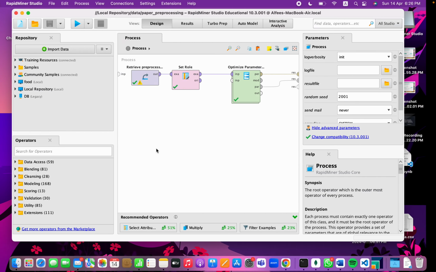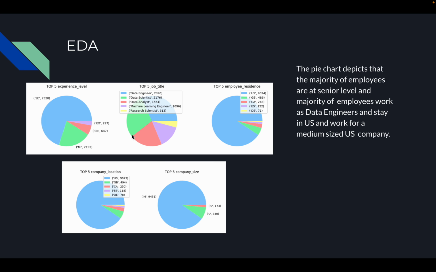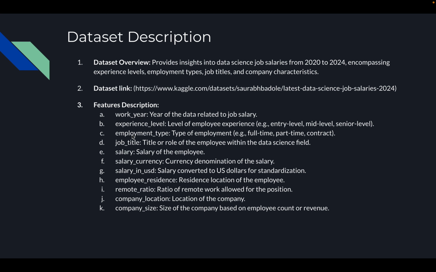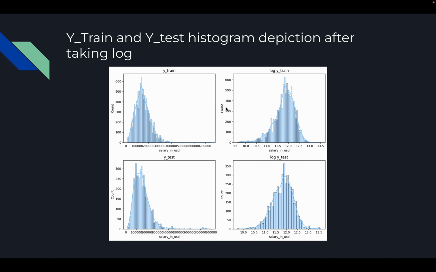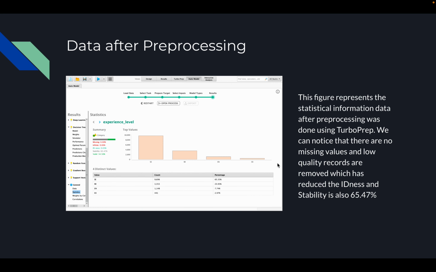Initially I had 11 columns. I had 11 different columns from work year to company size, and now after pre-processing I only have 5 different columns. And this is the correlation matrix after pre-processing. This is the statistical data after pre-processing. You can see that the missing value is 0.0, and IDness is 0.03, and stability is 65.47.